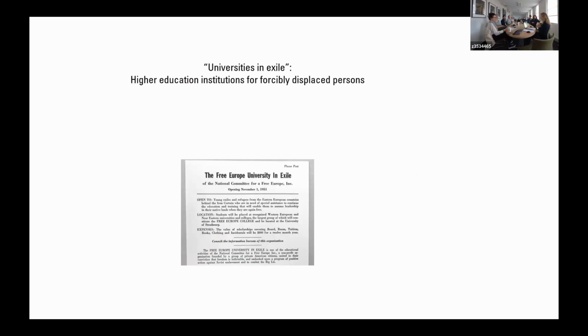My postdoctoral project focuses on universities in exile in Europe in the 20th and the 21st century. Using the example of the Free Europe University in Exile, I was interested in educational initiatives that enable displaced academics to continue their teaching and research activities while learning in exile.